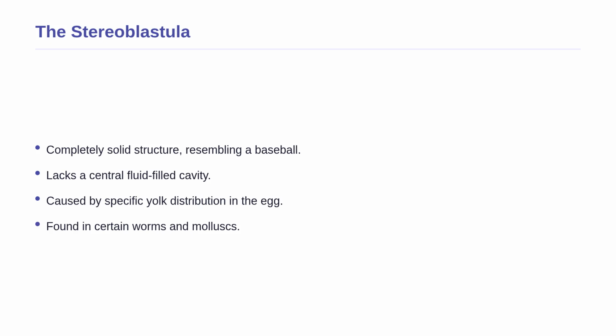In stark contrast to the hollow rubber ball we just saw, we have the stereoblastula. Imagine a solid baseball instead. In this variation, the cells divide, but they do not secrete fluid to create that central cavity. The result is a dense, completely solid mass of cells. Why does this happen? It is entirely due to the specific amount and distribution of yolk present in the original egg, which alters how the cells pack together. We typically find this solid architectural style in certain types of worms and mollusks.